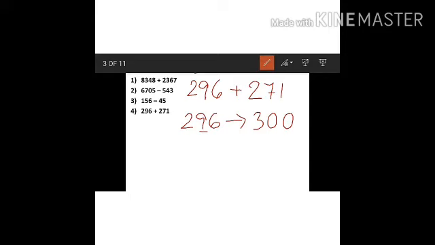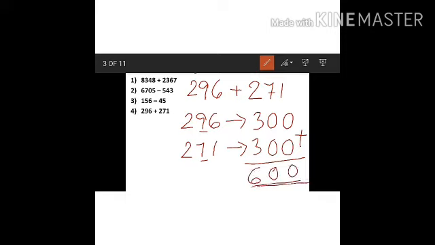Now we can do the same for the next number, that is 271. Look, the digit at tens place is 7. So we know that 7 is greater than 5. So we have to again add 1 to the digit at hundreds place. So we'll get it as 3 and put 0 in both tens and ones place. Now when we are adding, we get the answer as 600. So the estimated value will be 600.